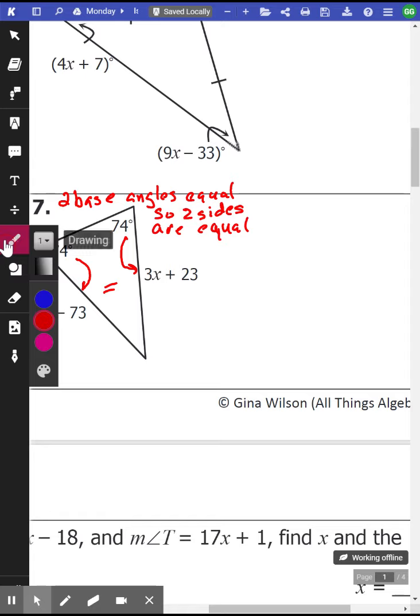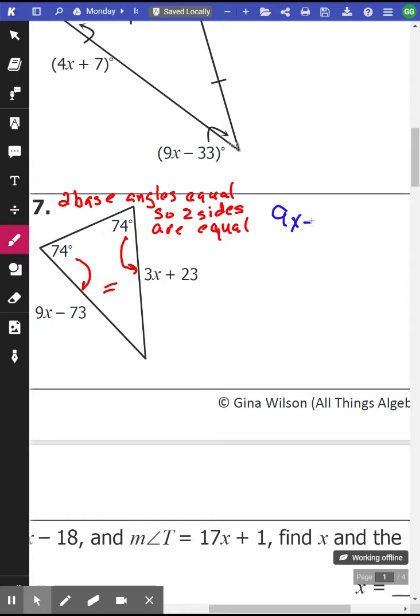Right into the algebraic equation. 9x minus 73 equals 3x plus 23. Move the 3x across by subtracting it, so you get 6x minus 73 equals 23. Then we move the 73 across by adding it to both sides. And you get 6x is equal to 96.